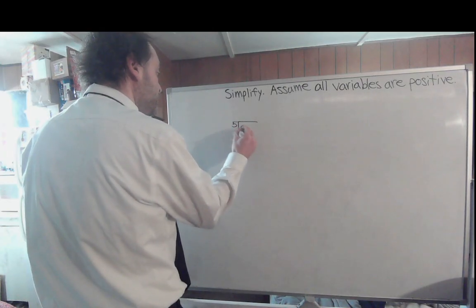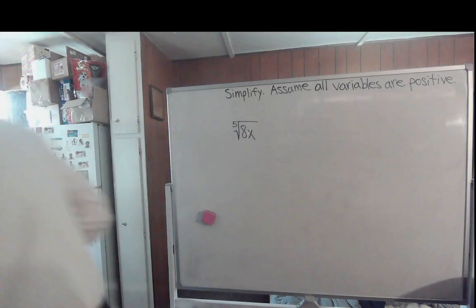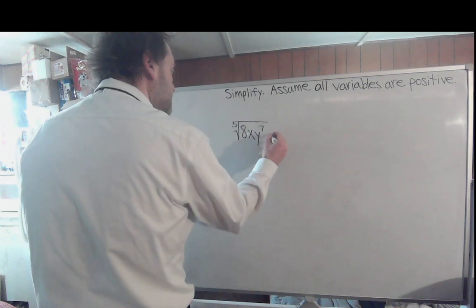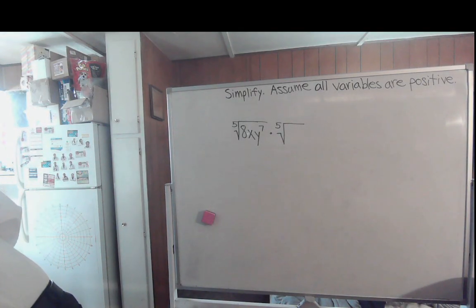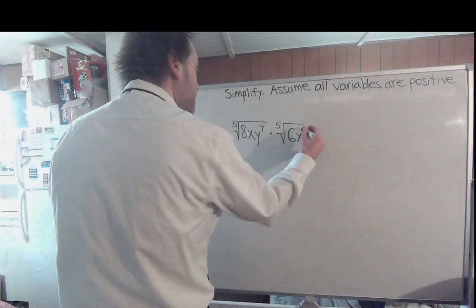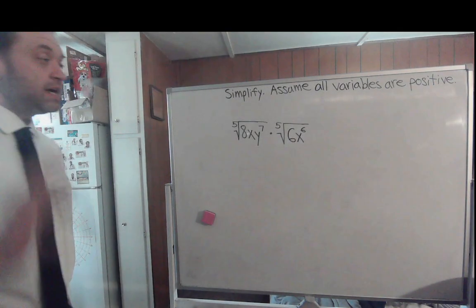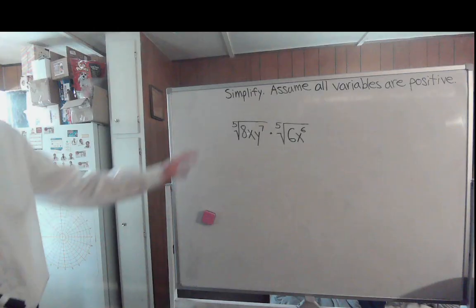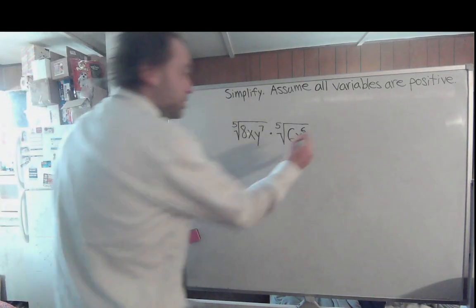Alright, let's see. The fifth root of 8x y to the 7th times the fifth root of 6x squared. Okay, my vote is this. I'm going to vote that since these are the same roots, we multiply everything, combine it into one root.